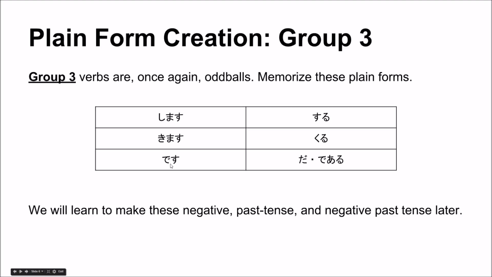Desu, depending on which form you're talking about, it could be da, which is used more in speaking, and de aru, which is used more in writing. We will learn how to make these negative and past tense in another video. It'll be a conjugation video of some sort. I haven't made it yet.